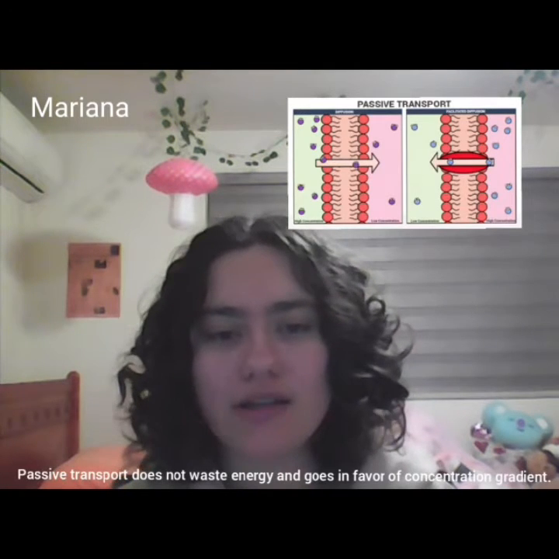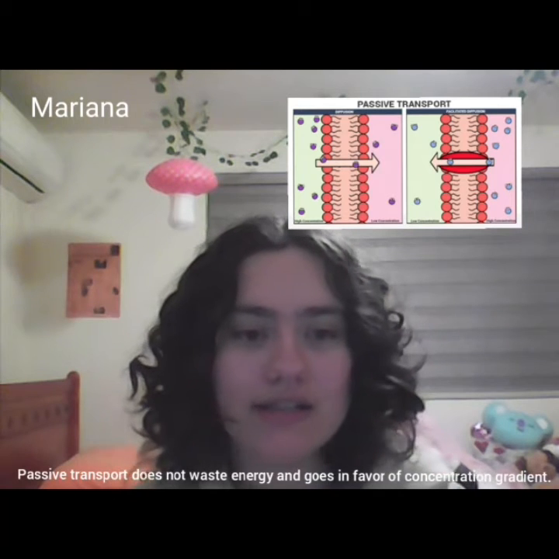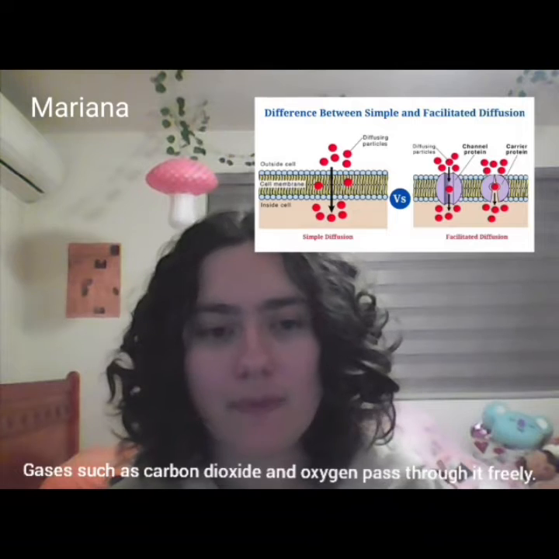Active transport spends energy and goes against the concentration gradient. Passive transport does not waste energy and goes in favor of the concentration gradient. It can be simple diffusion, facilitated diffusion, and ultrafiltration. In simple diffusion, the molecules cross the lipid bilayer. Gases such as carbon dioxide and oxygen pass through it freely.